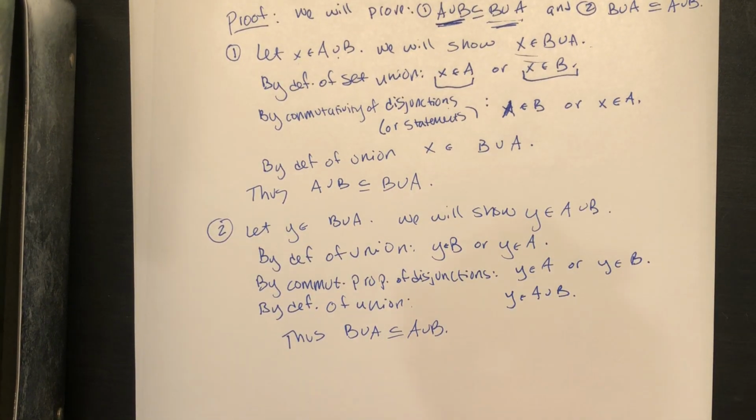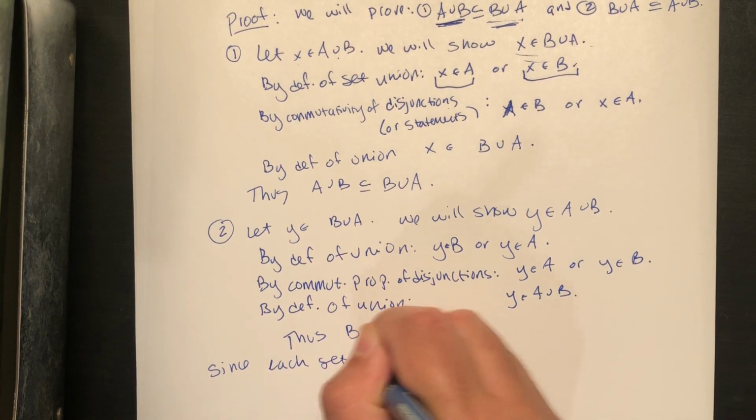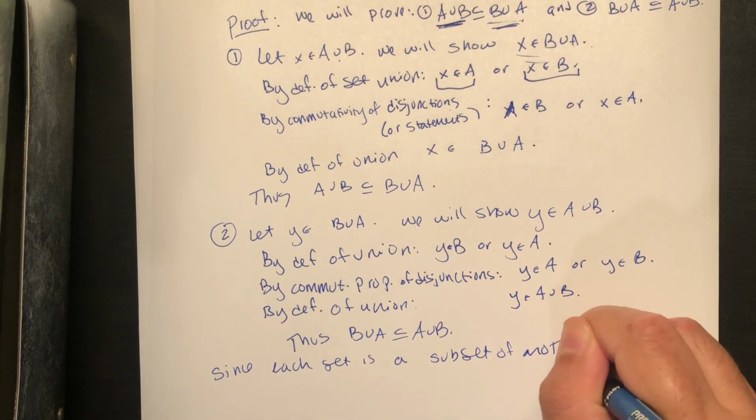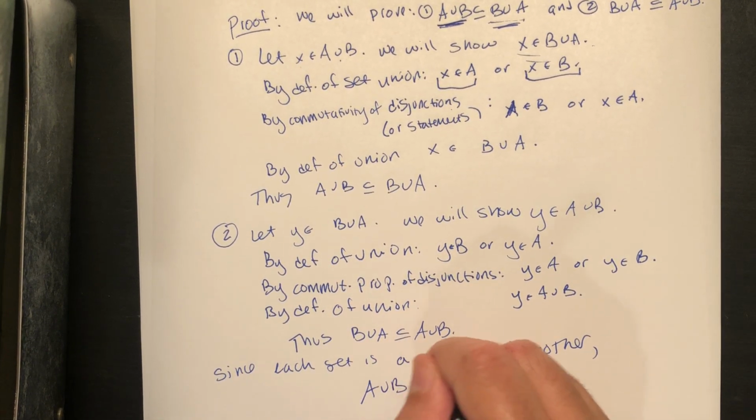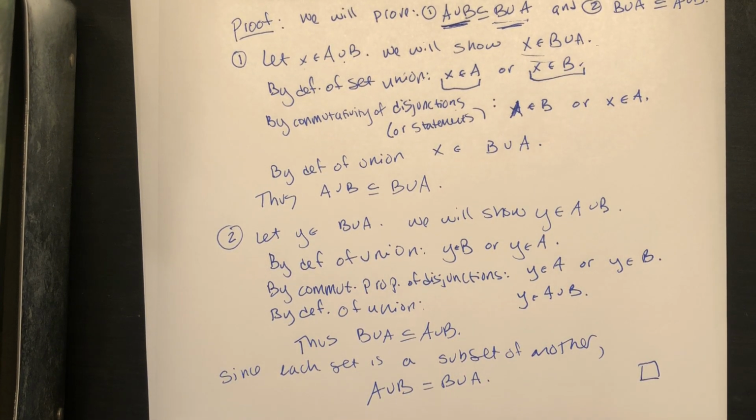And again, let's wrap this up with a concluding statement. Since each set is a subset of the other, they are equal. That is, A union B equals B union A. So we'll get some practice with rewriting these definitions in class today and really practicing what it means to set up a proof of subset, either the subset relationship or set equality. And then for our next class, we'll do a lot more examples of actually writing these proofs.